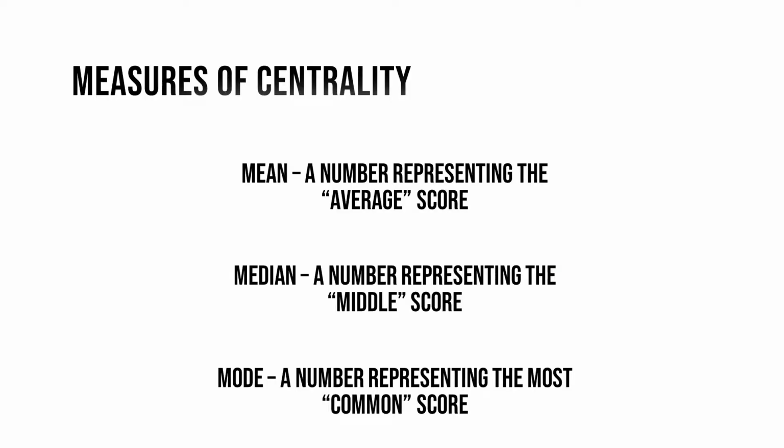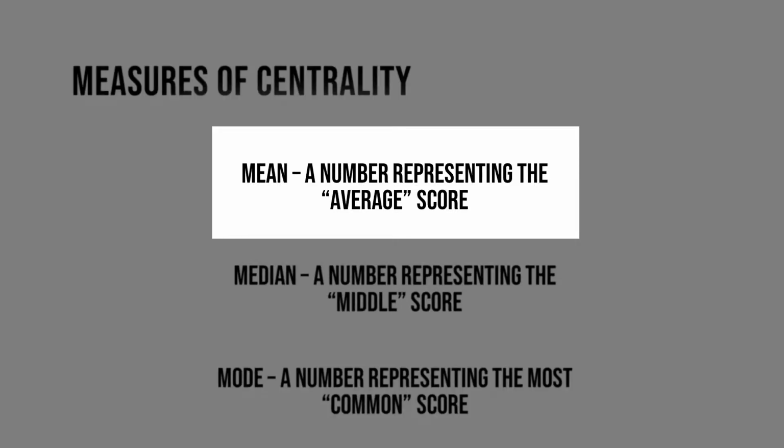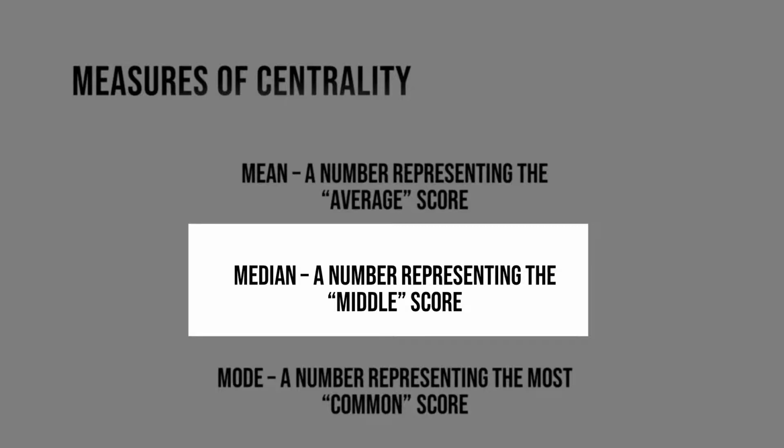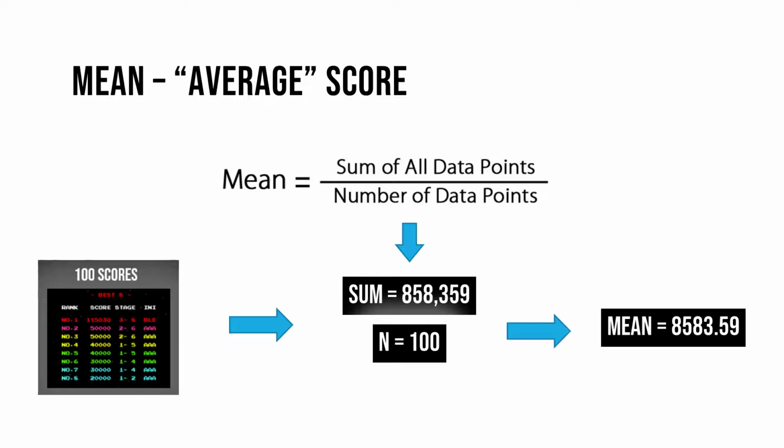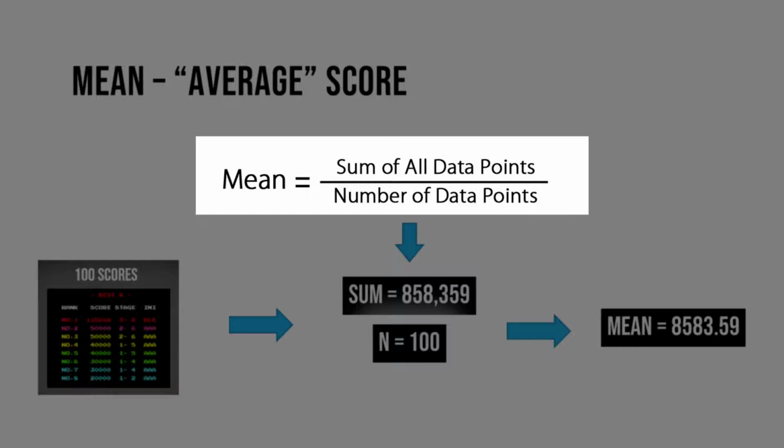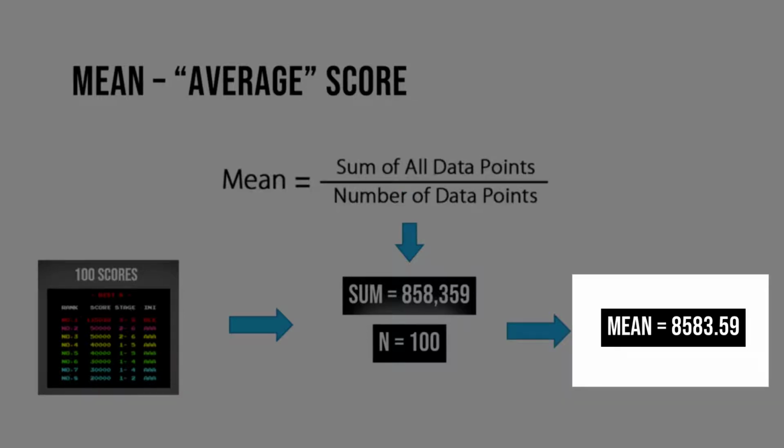You can think about the measures of centrality as measuring how data clump together in a distribution. The mean is the average score. The median is the middle score. The mode is the most common score. The mean is what most folks are familiar with. It's the average score. If you sum up all of the data points and then divide by the number of data points, you get the mean.